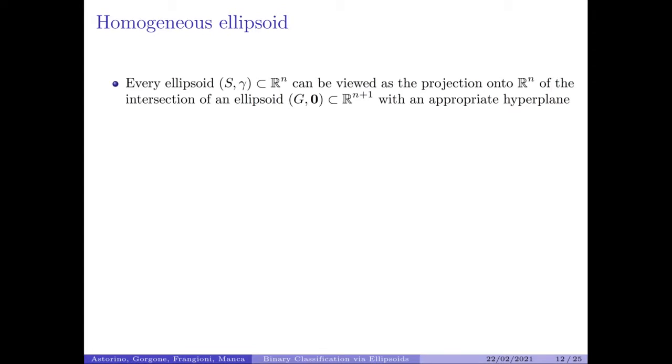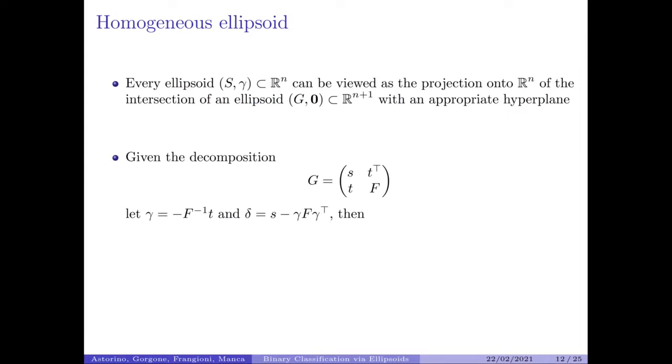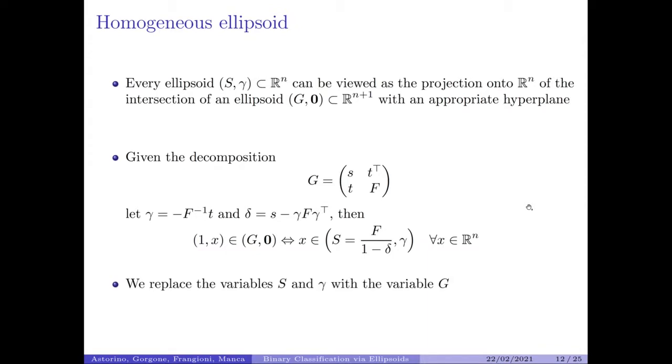In fact, once we have the matrix G representing the ellipsoid in Rn+1, if we decompose the matrix G as shown in the slide, and we compute the quantities gamma and delta, the following fact holds: the point (1, x) in Rn+1 belongs to the ellipsoid G if and only if the point x in Rn belongs to the ellipsoid S with center gamma in Rn, where S is derived from the components of the matrix G. Therefore, we can replace the variables S and gamma with the variable G, and we don't have to deal with the multiplication of S and gamma anymore, because we only have G. G is an ellipsoid centered in the origin.